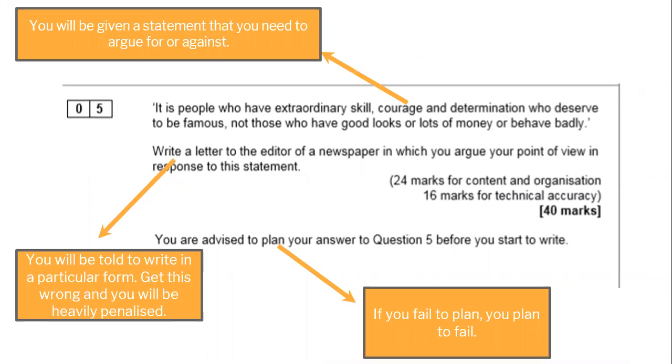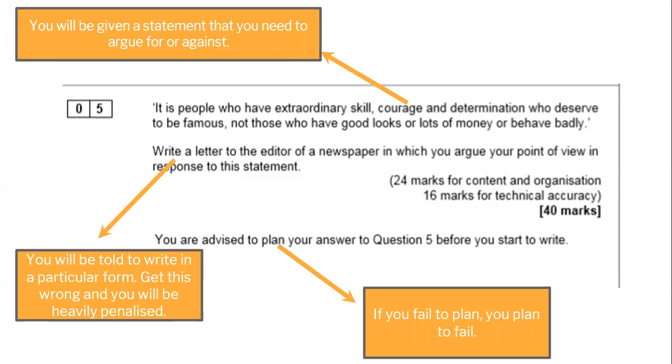So you'll be asked to write around a statement. In this case, it is people who have extraordinary skill, courage and determination who deserve to be famous, not those who have good looks or lots of money or behave badly. So write a letter to the editor of a newspaper in which you argue your point of view in response to this statement. So as I have just said, you will be writing persuasively to argue your own point of view in response to a statement. You'll be told to write in that particular form. So in this case, it's a letter. It could be an article, a newspaper article. It could be a speech. So you need to write in that form.